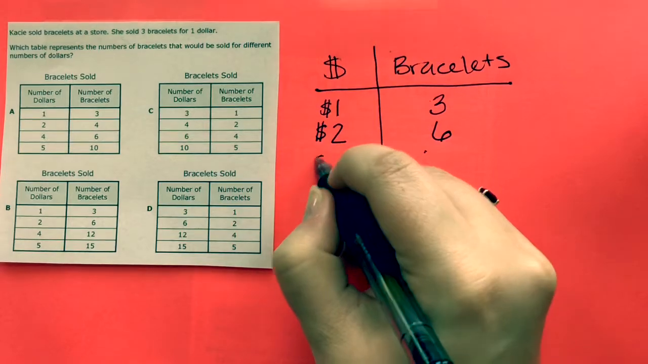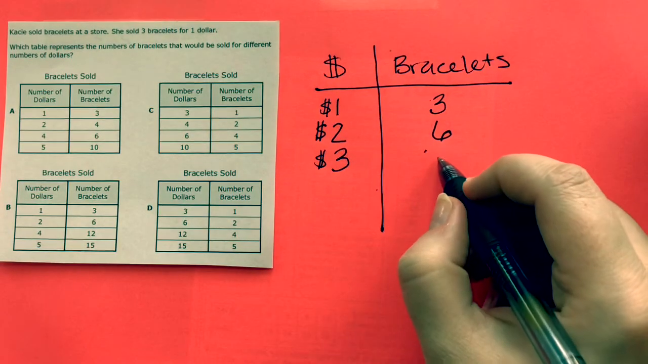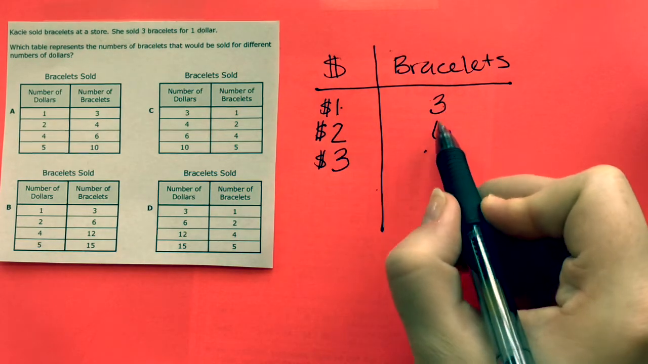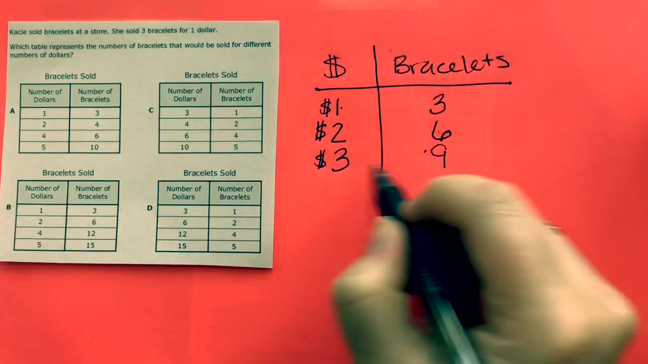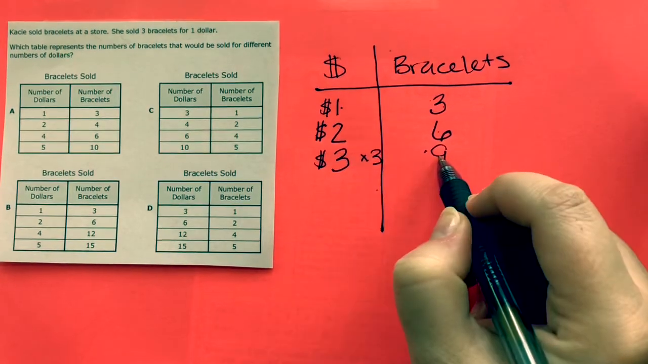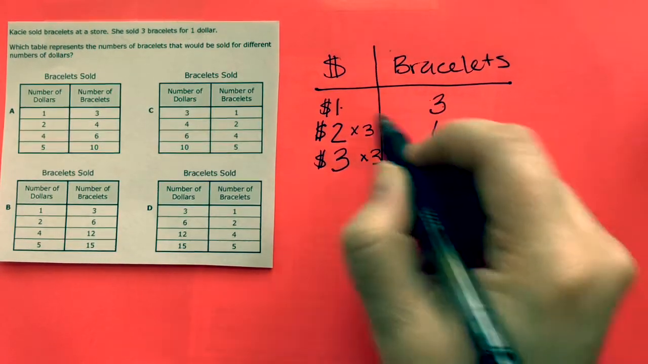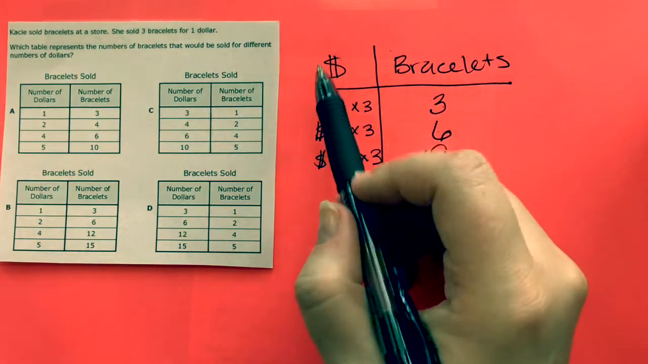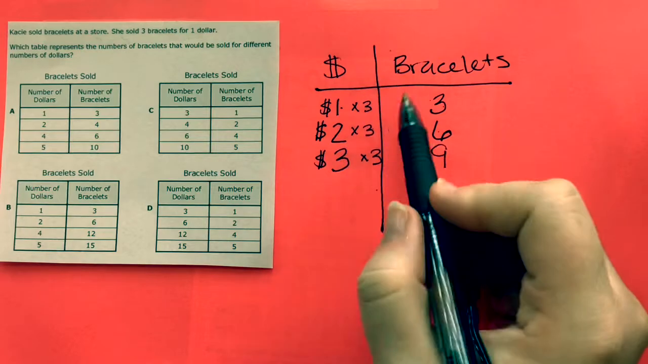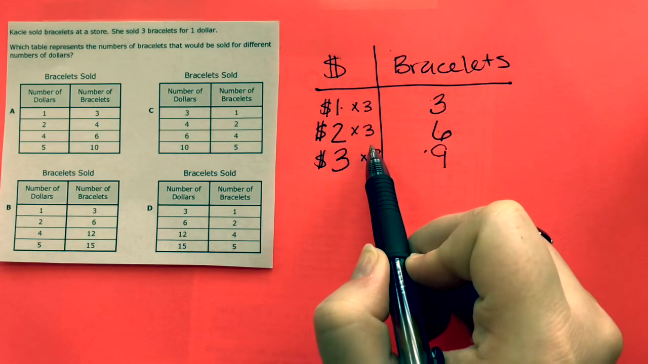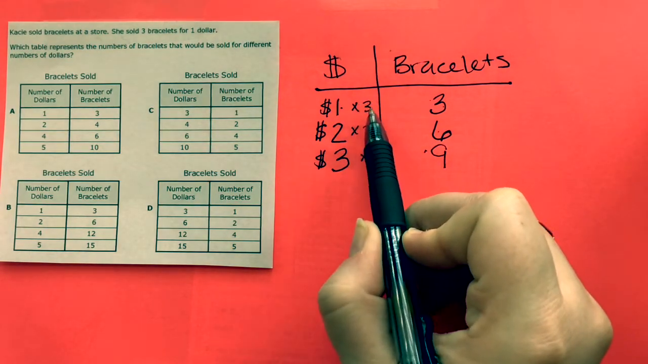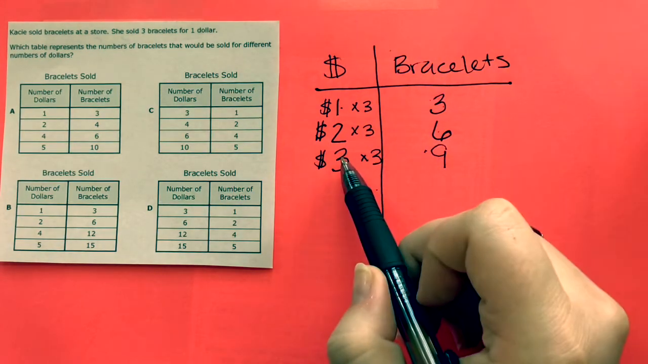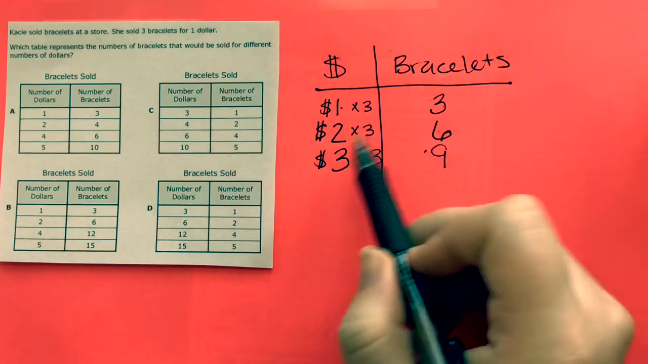Okay. And again here, $3. How many bracelets would I get? Well, for every $1, I get 3 bracelets. So 3, 6, and 9, because I also know that 3 times 3 is 9. 2 times 3 was 6. 1 times 3 was 3. Okay, so this is our input, our dollar amount, and our rule is times 3. That's the relationship. And our output, our answer, is how many bracelets I get each time.